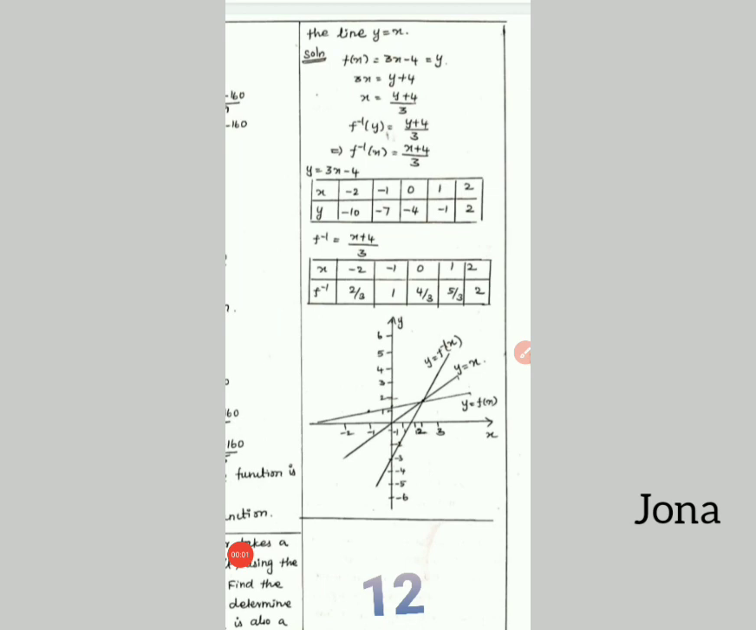Okay. The next one, 20th sum. A simple cipher takes a number and codes it using the function f of x equal to 3x minus 4. Find the inverse of the function, determine whether the inverse is also a function, and verify the symmetrical property about the line y equal to x.